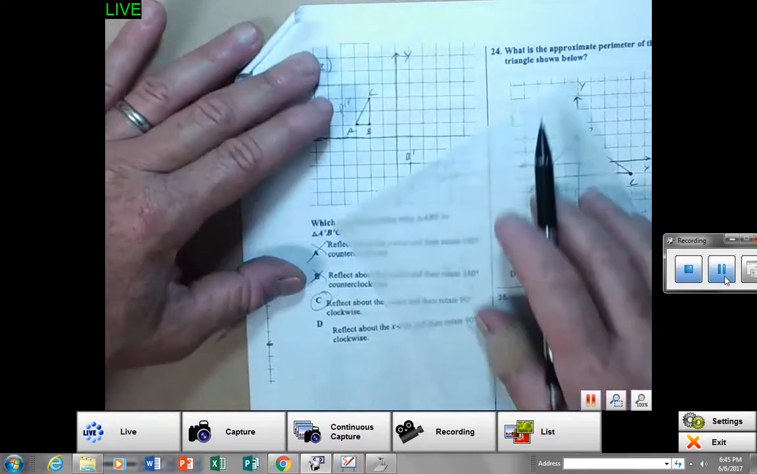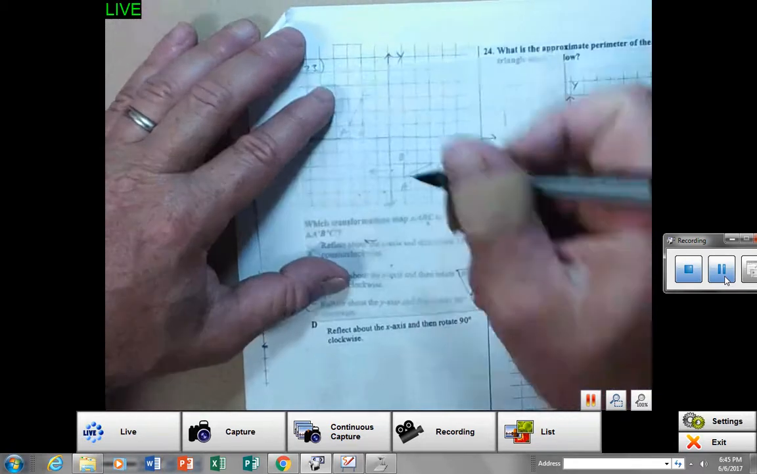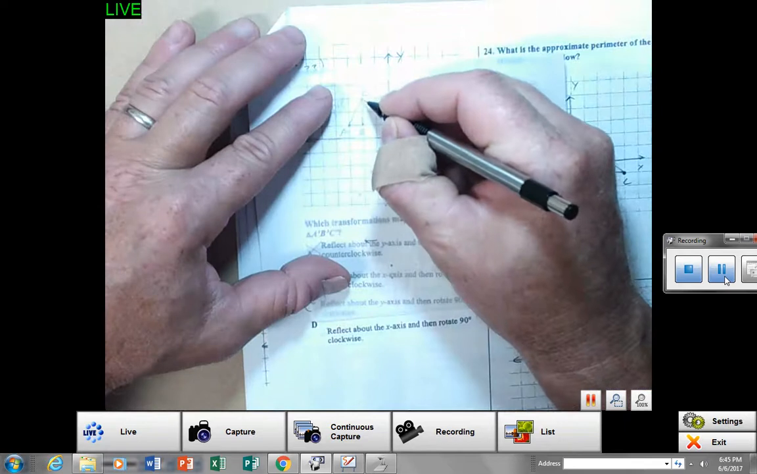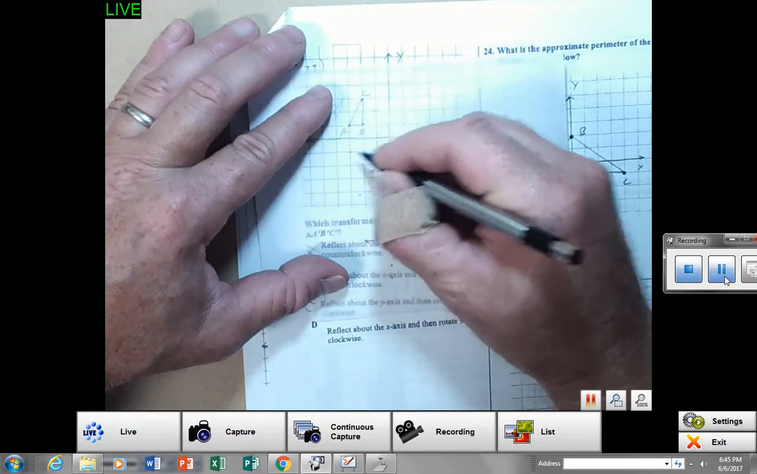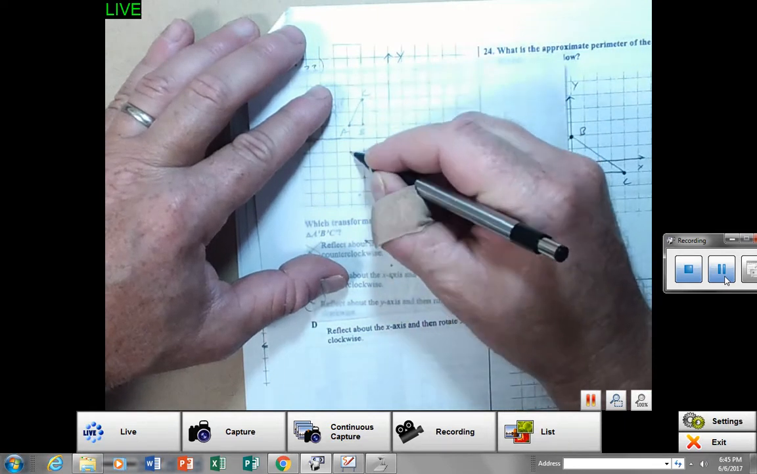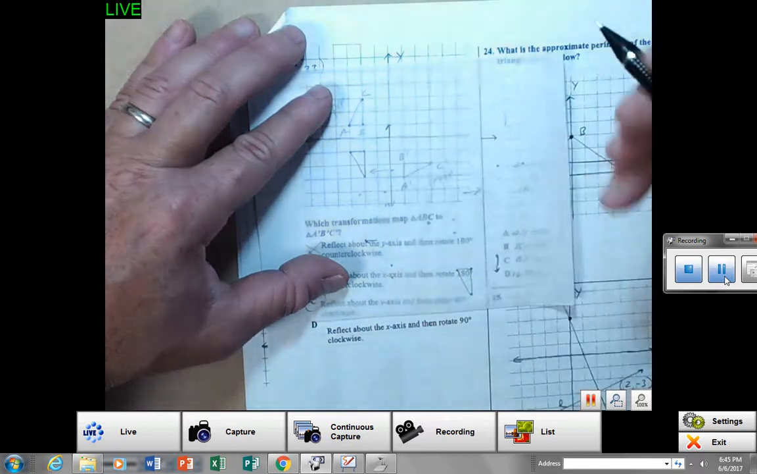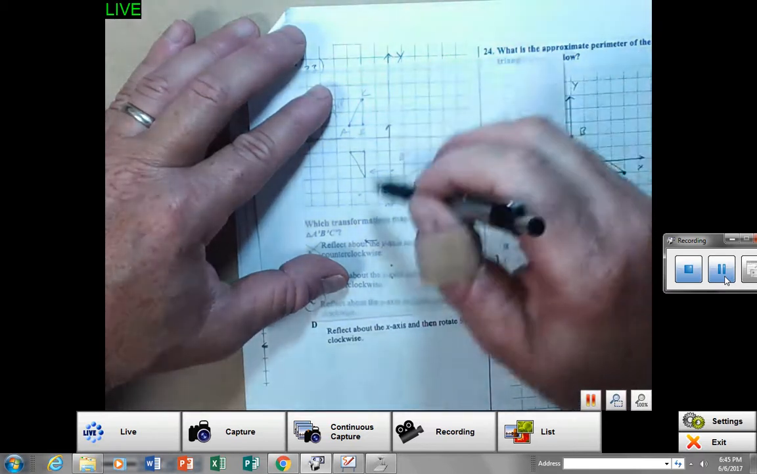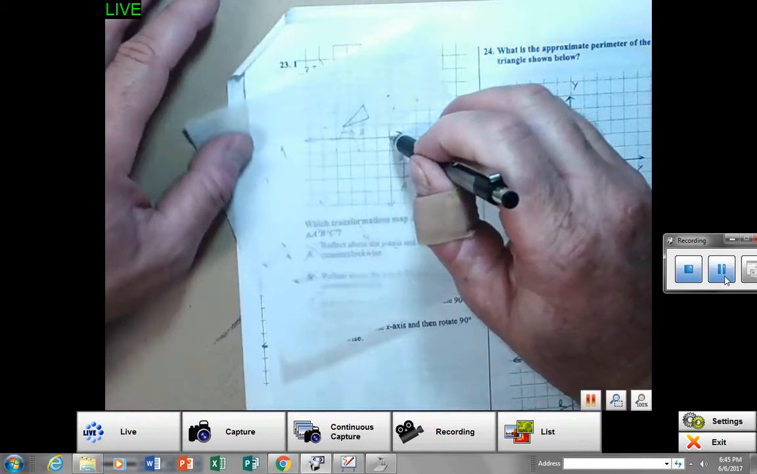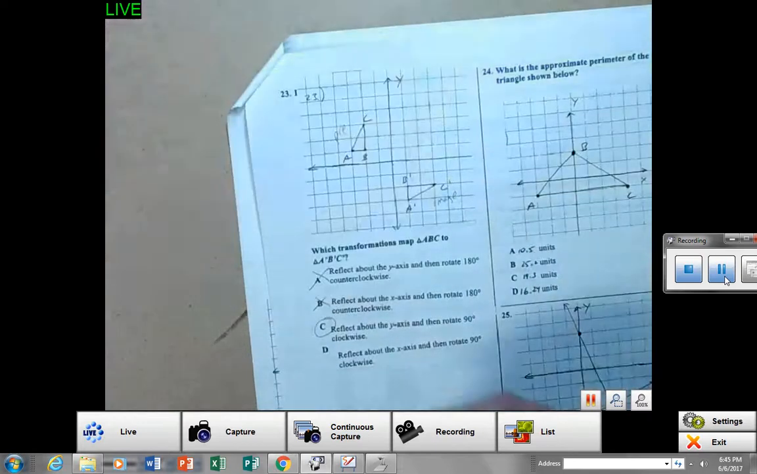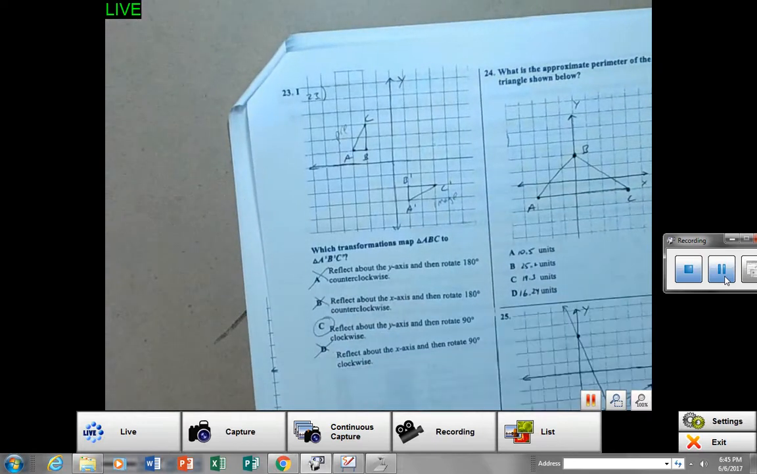D is incorrect, because if I reflect that across the x-axis to here, and then I rotate that 90 degrees clockwise in this direction again, it ends up here. So that one is not true. You need to fix that.